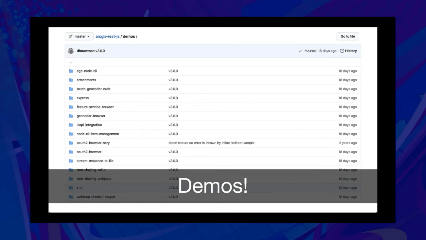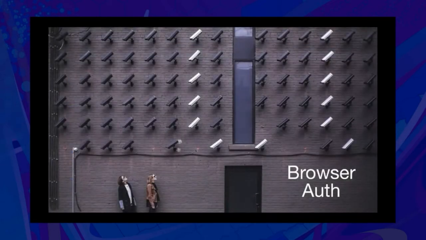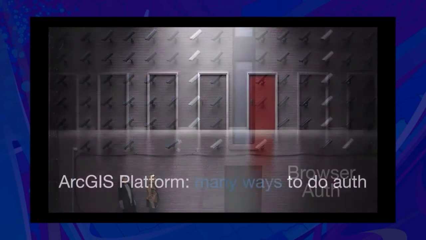A lot of these demos deal with auth, and honestly, auth is the most complicated thing in REST.js. A lot of the other functionality is pretty straightforward. There's a function called getItem. You pass it an ID, it fetches the item for you. But auth can be a little tricky. We're going to start by looking at browser auth specifically.